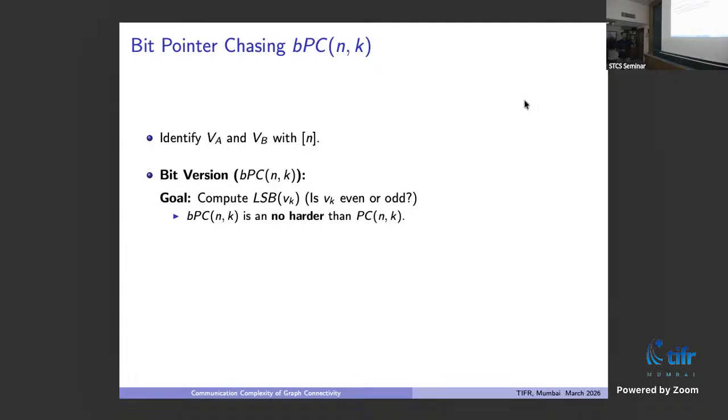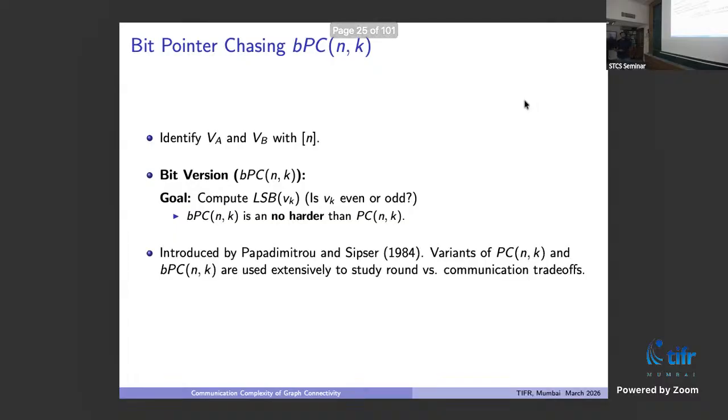Clearly, this is no harder than the usual pointer chasing full version of the problem, because we could compute the full version and just take out the last bit of it. In fact, it's easier in some cases. It was introduced by Papadimitriou and Sipser, and typically this problem and many variants of it are used to study rounds versus communication trade-offs.